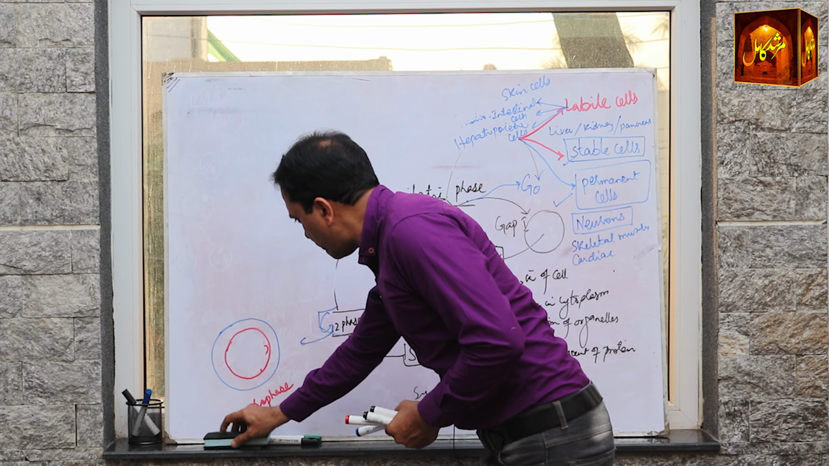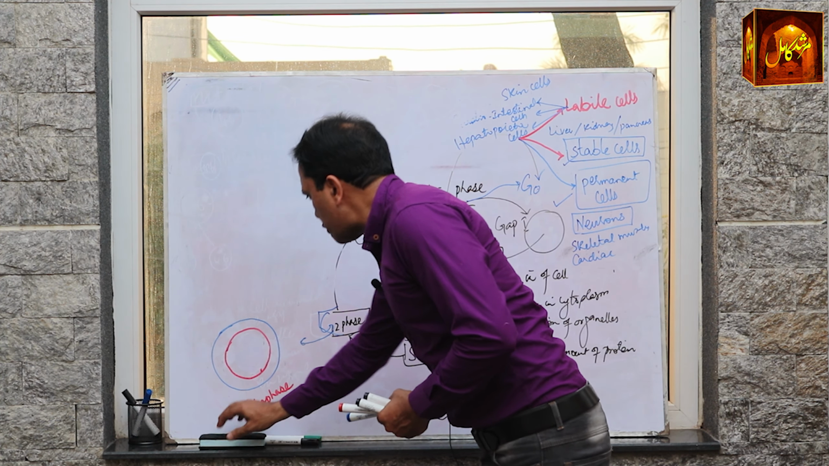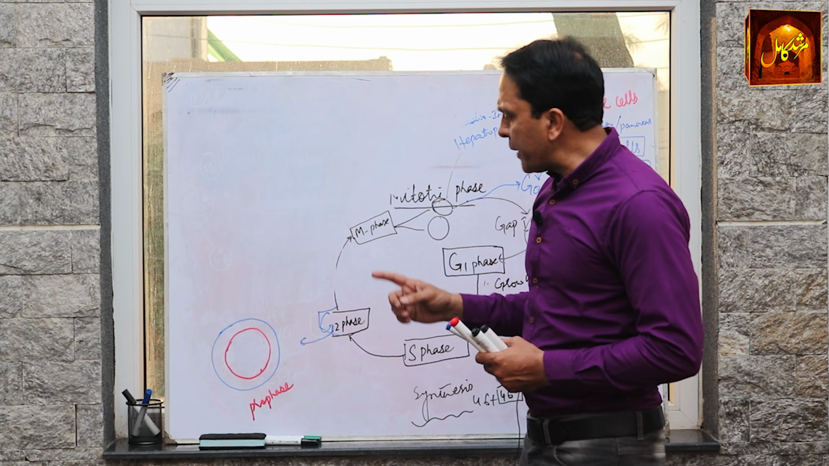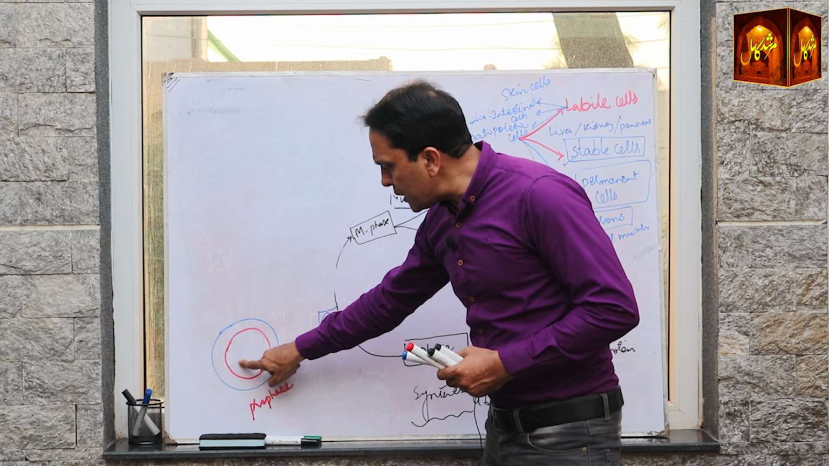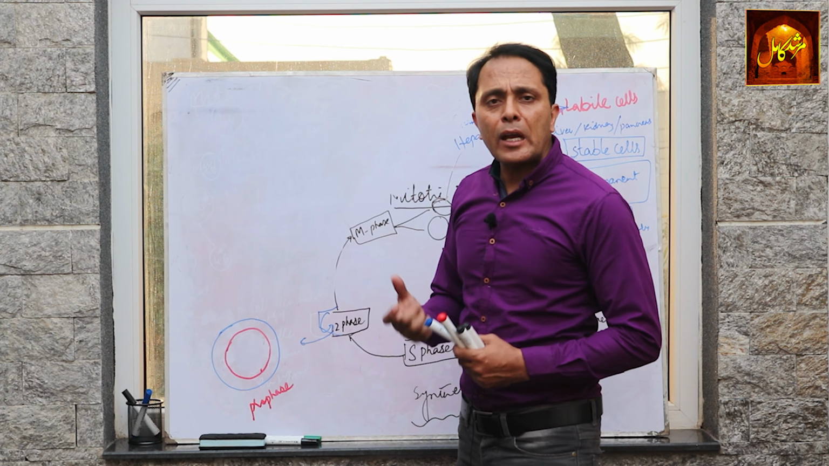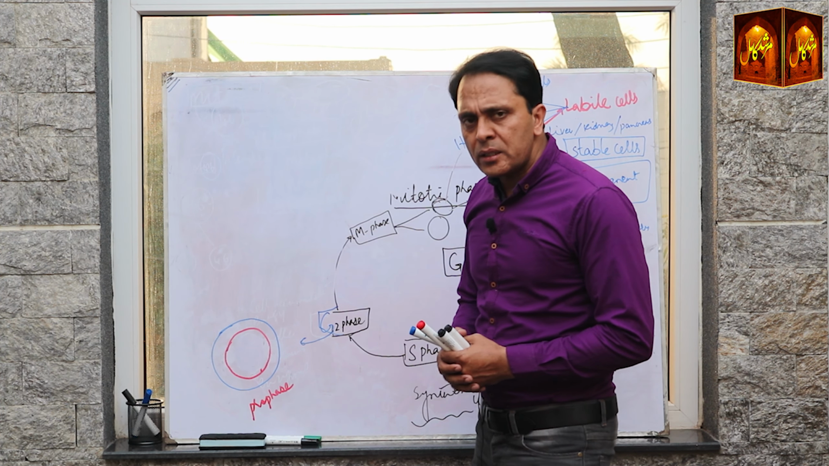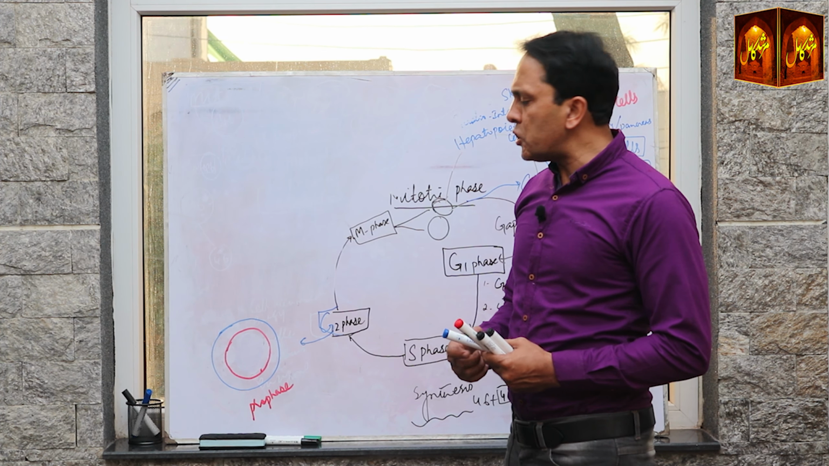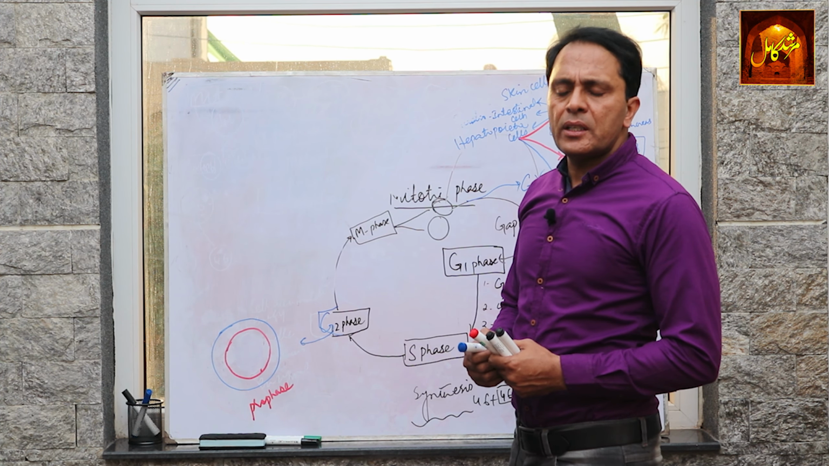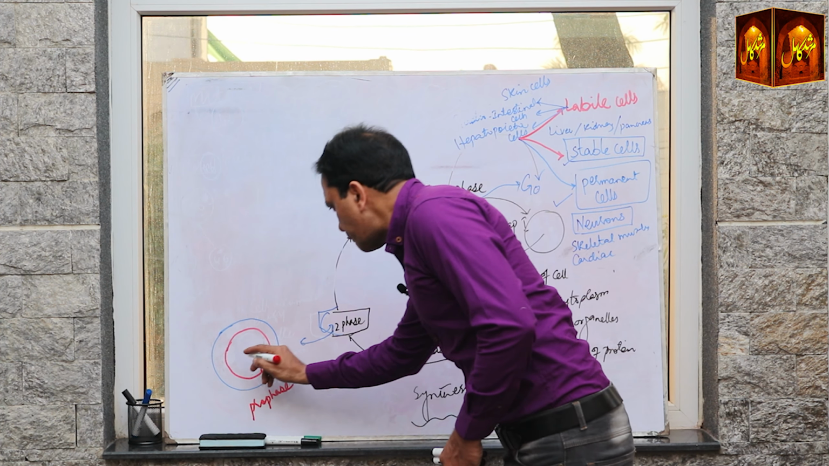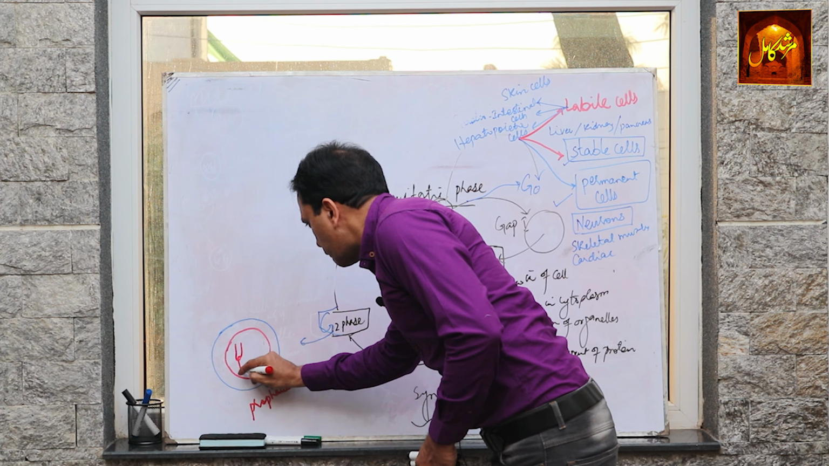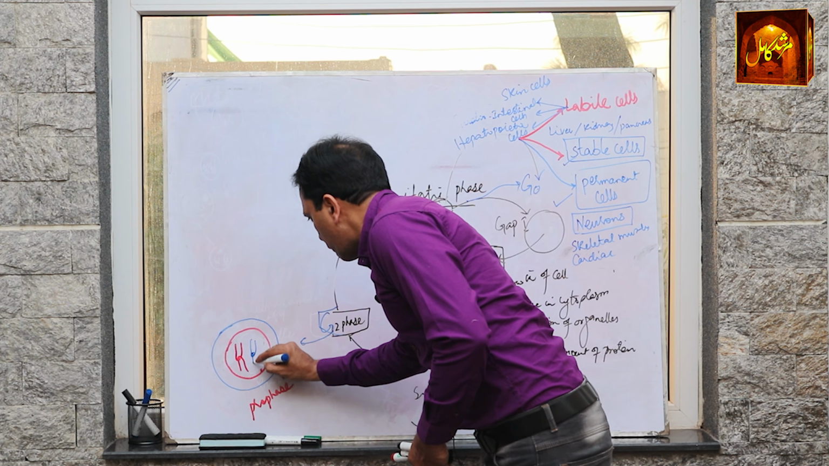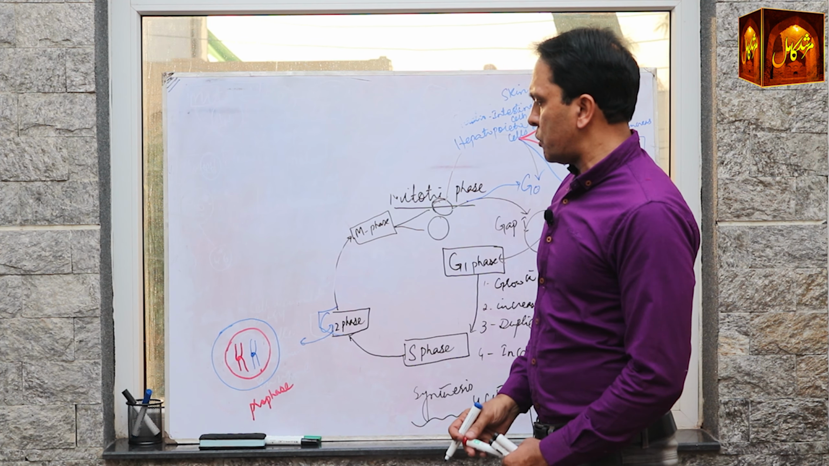What happens next? Actually, during the process of phosphorylation, when the phosphorylation of these chromatin materials takes place, during that process they become shortened, condensed, and they change into special structures called chromosomes. So these are the chromosomes.